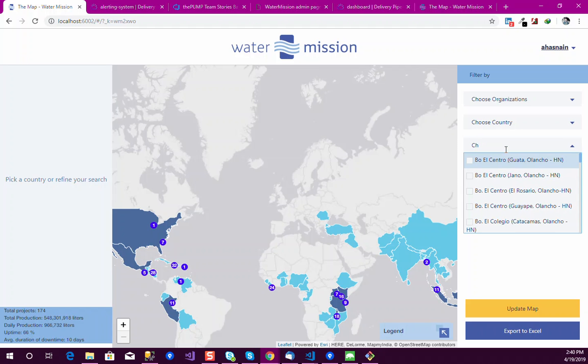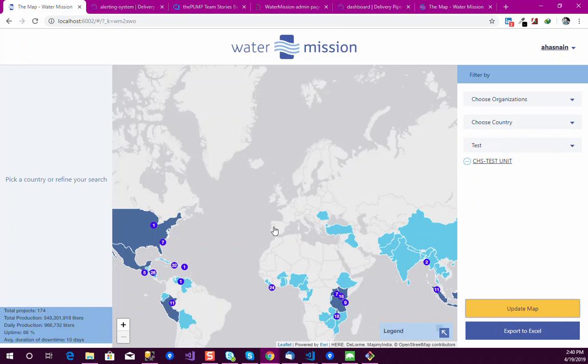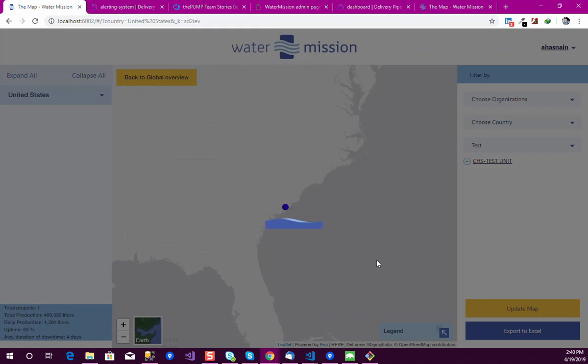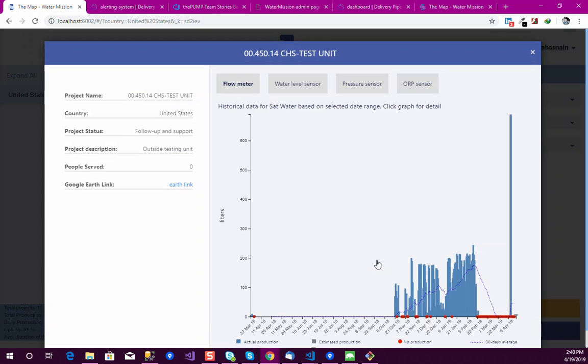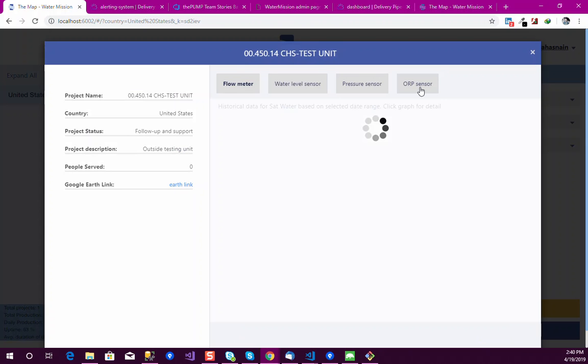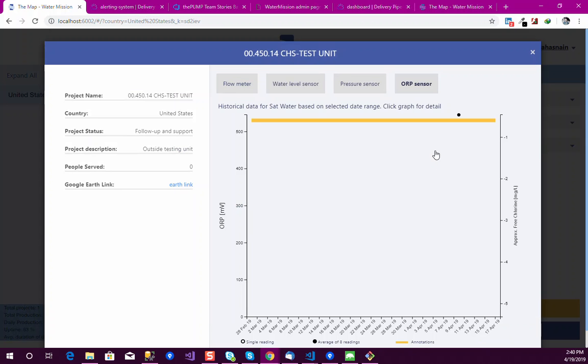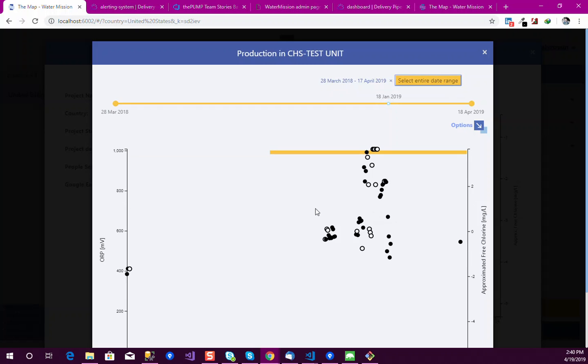I will start with the Celestron test project. There are four sensors which are installed for the Celestron test unit. One is a flow meter, the second one is water level, the third one is a pressure sensor, and the fourth one is an ORP sensor. For the ORP sensor, there is an issue with the data we have because we don't have any data in Feb or March. But previously on the chart, the data was there.